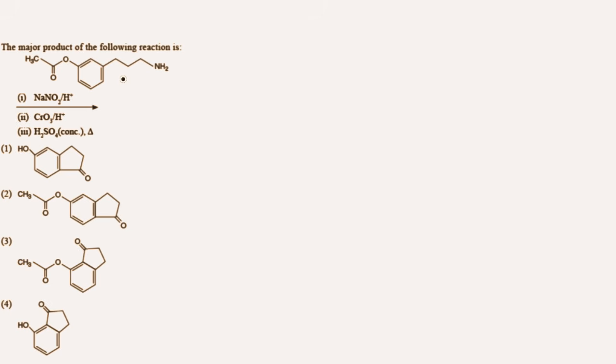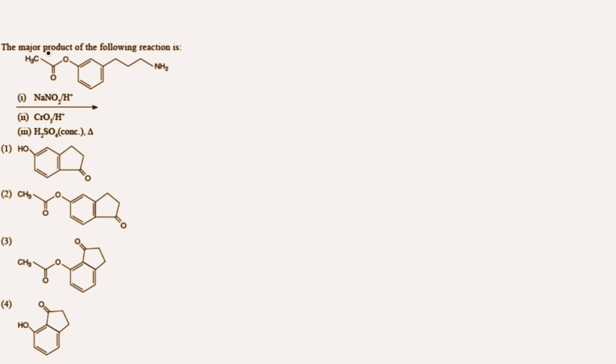In this reaction, you have to find out which of the following products will be formed when the given molecule undergoes a series of reactions. What are the functional groups in the reactant molecule? There is an ester and an amine. And you see there are acidic conditions in the reaction mixture.